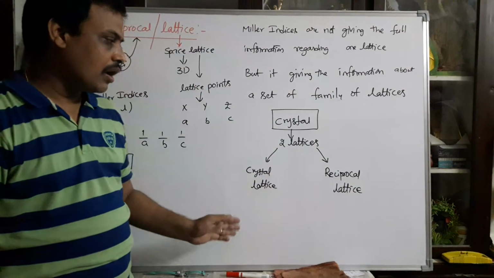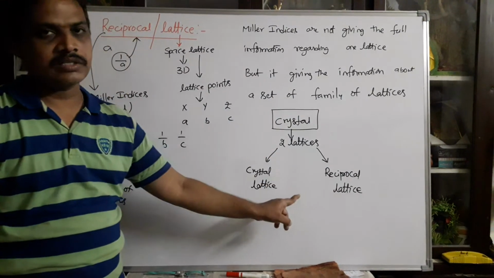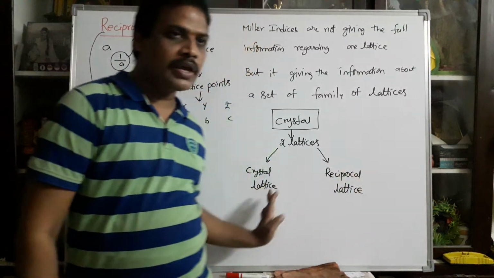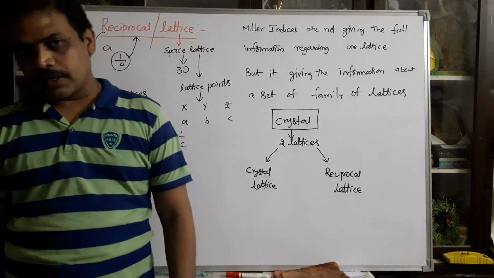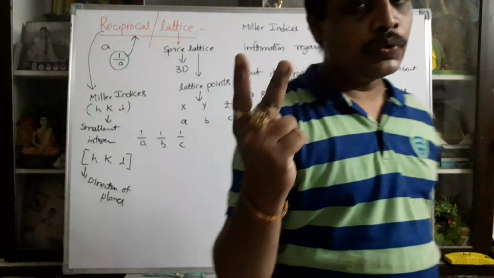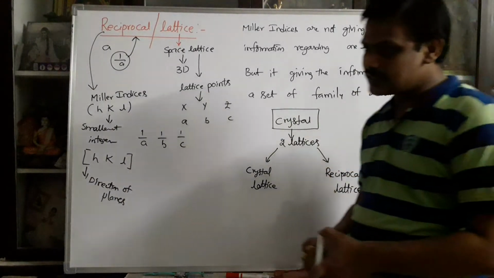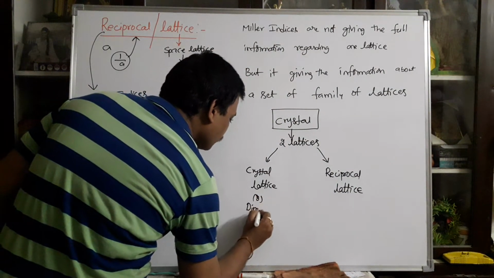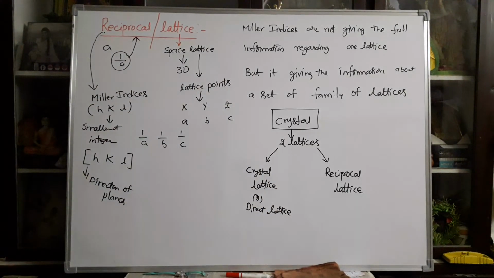Up to today, or up to yesterday's class, you were explained only about the crystal lattice. But in today's class we are explaining about the reciprocal lattice. This combination of crystal lattice and reciprocal lattice is nothing but a crystal structure. So every crystal structure consists of two lattices. One is direct lattice, second one is reciprocal lattice. Direct lattice is nothing but crystal lattice. Another name for crystal lattice is direct lattice.